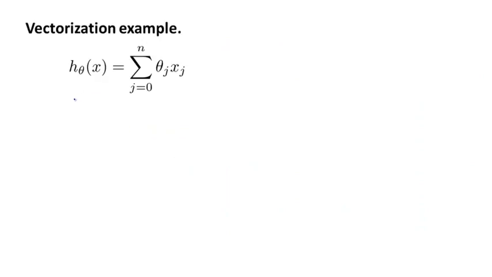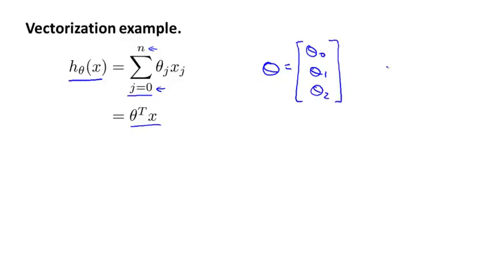Here's our usual hypothesis for linear regression. If you want to compute h of x, notice that there's a sum on the right, so one thing you could do is compute the sum from j equals 0 to j equals n yourself. Another way to think of this is to think of h of x as theta transpose x, computing an inner product between two vectors, where theta is your vector, say theta 0, theta 1, theta 2, if you have two features, if n equals 2, and x is the vector x0, x1, x2. These two views can give you two different implementations.